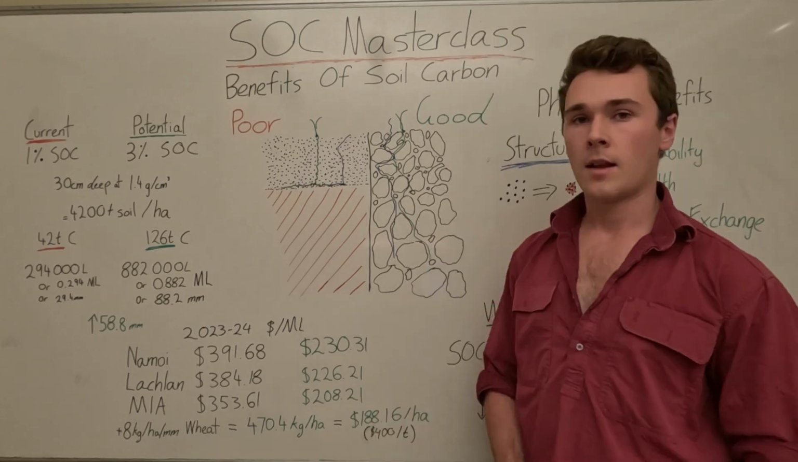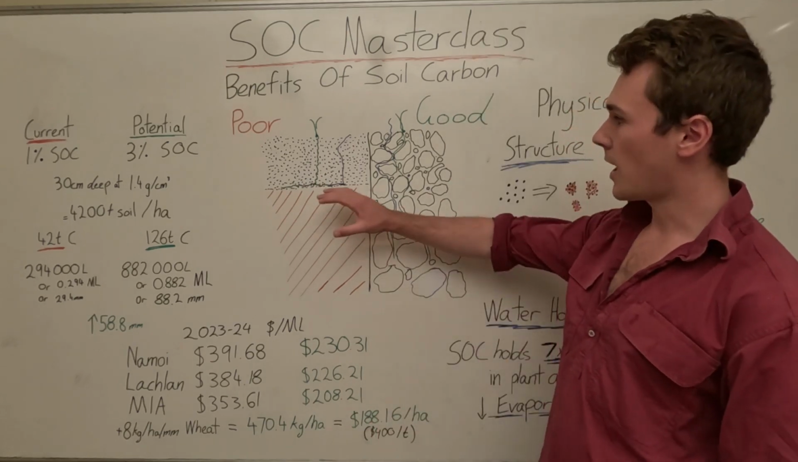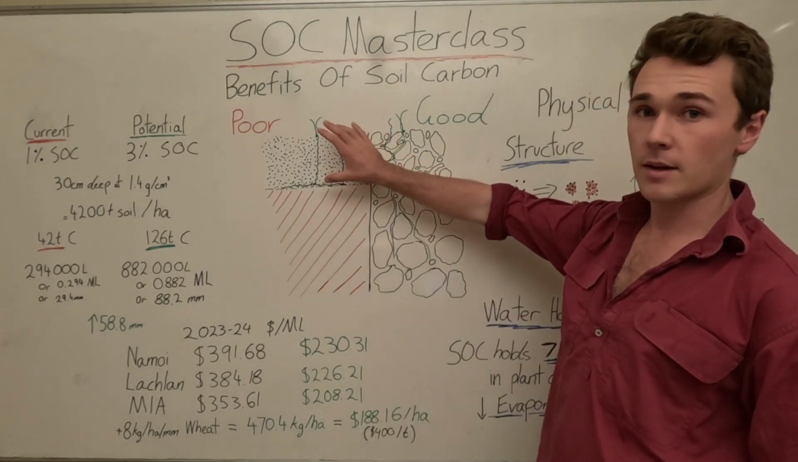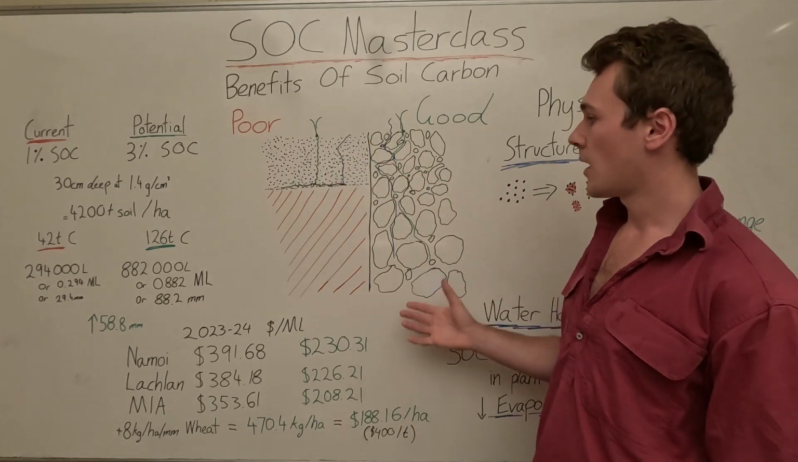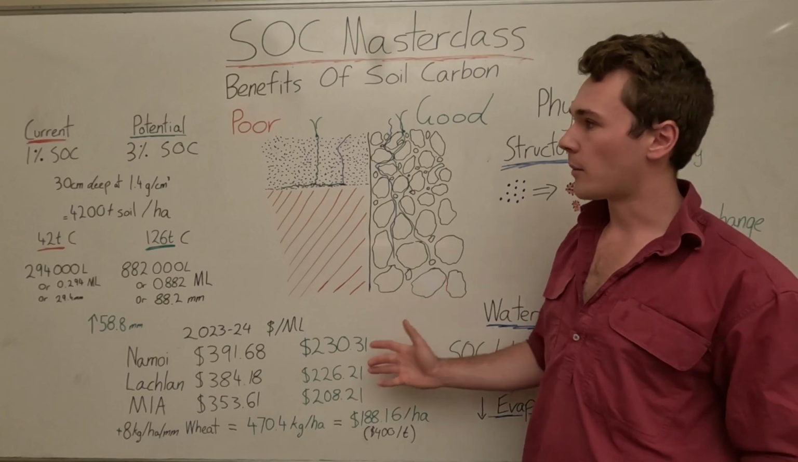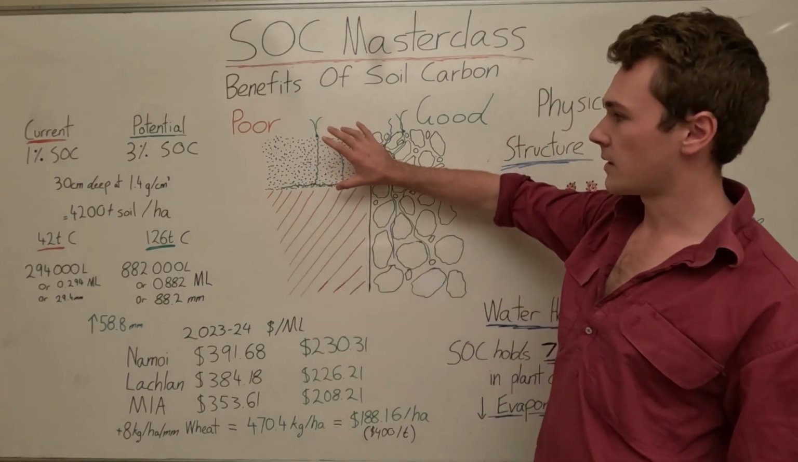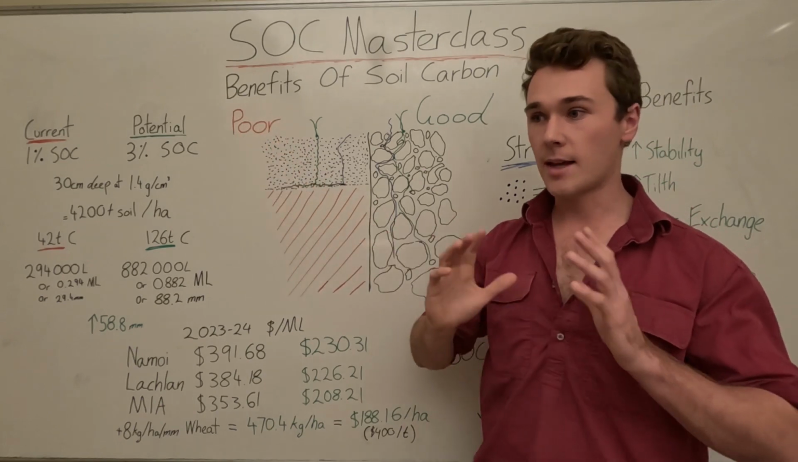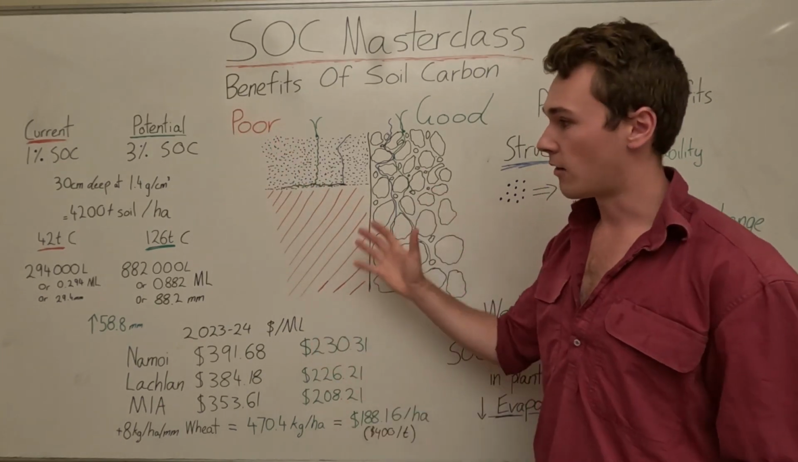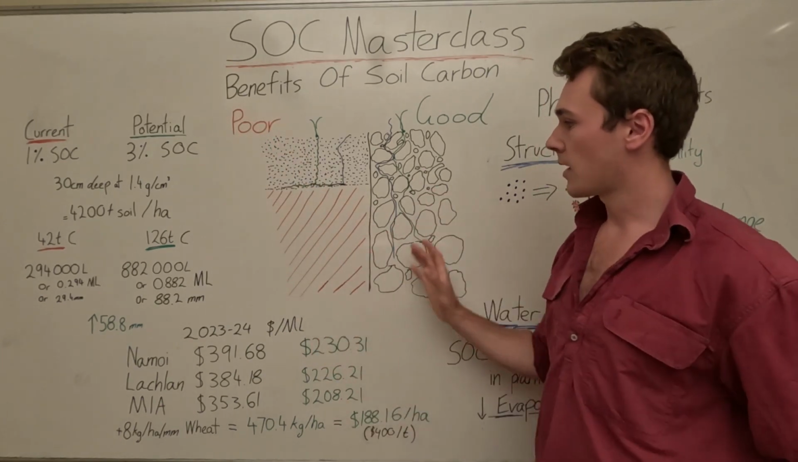So again, just imagine if we were able to expand from that 10 centimetre profile, 15 centimetre profile into 50 centimetre profile with the increase in soil organic carbon. So 10 centimetres at 1%, 50 centimetres at 3%. That would make a massive difference to the amount of water you can hold in your soil.